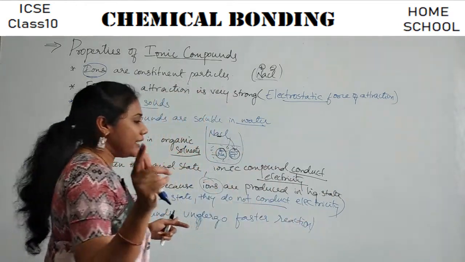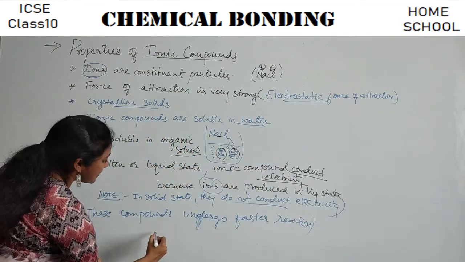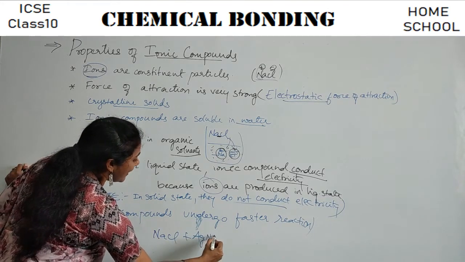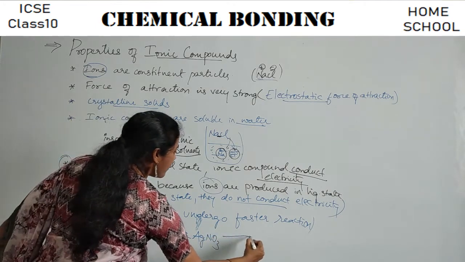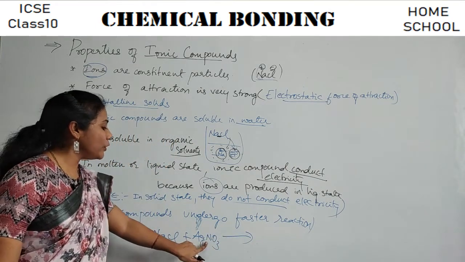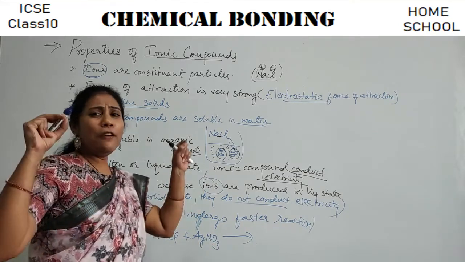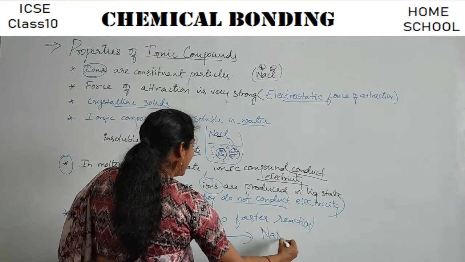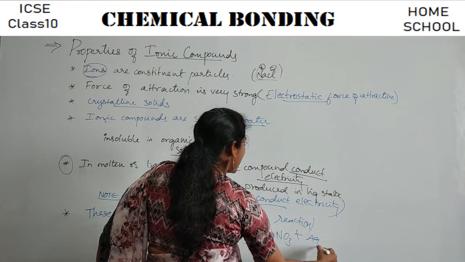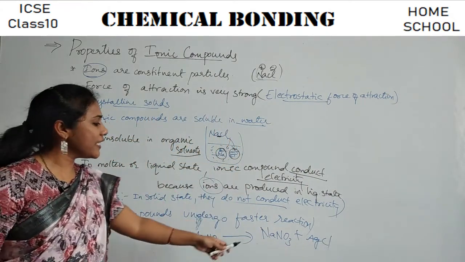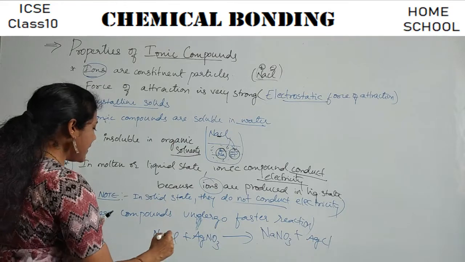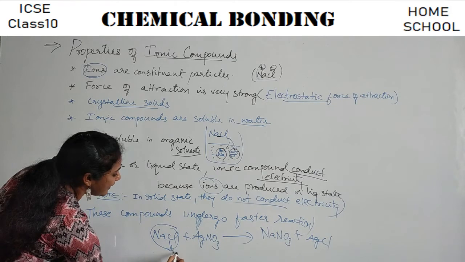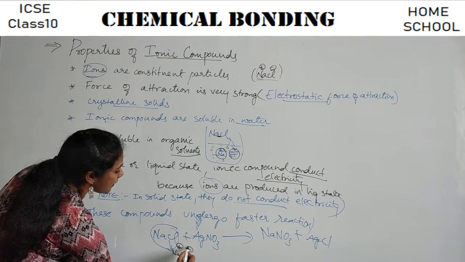Let me give you one example of an ionic reaction. NaCl, an ionic compound, and AgNO3, an ionic compound. The moment you add NaCl to AgNO3 solution, within a fraction of seconds, you get the products NaNO3 and AgCl. Because when you take a liquid NaCl, the ions would already have broken, right? You would have got Na plus ion and Cl minus ion.